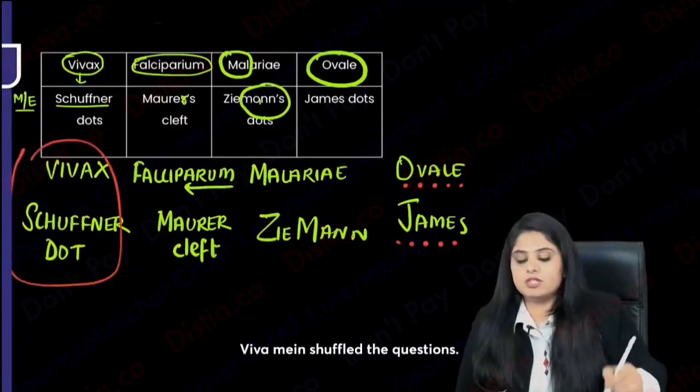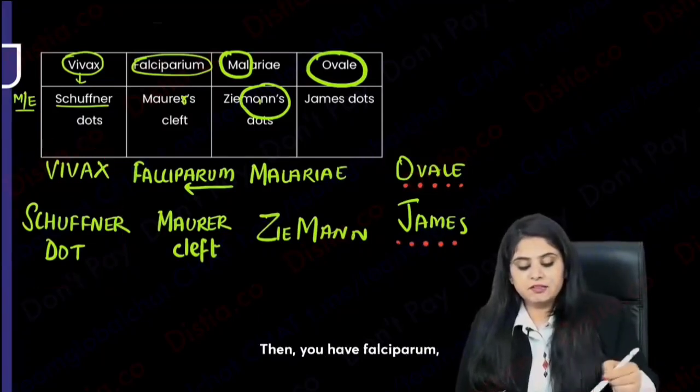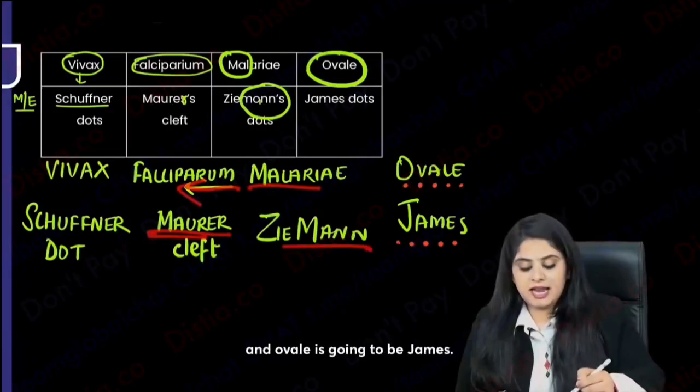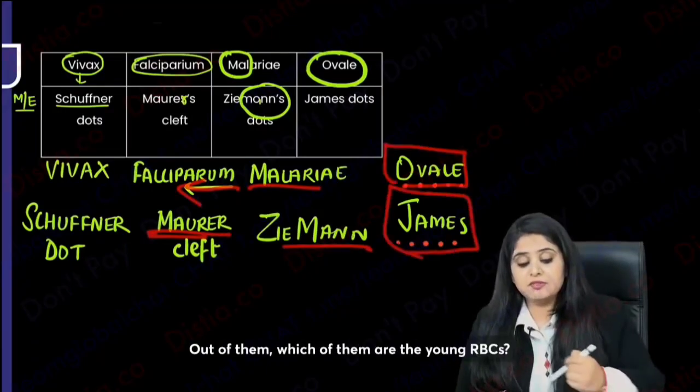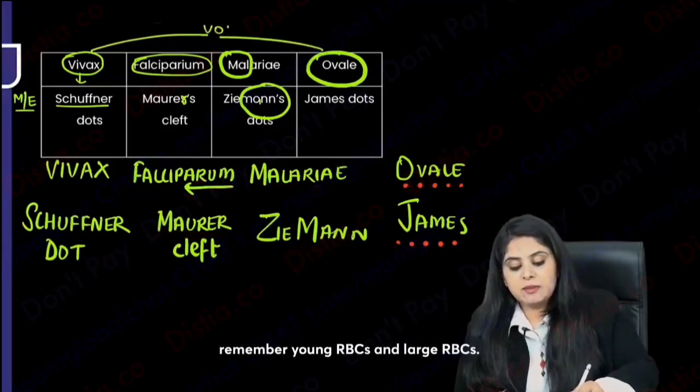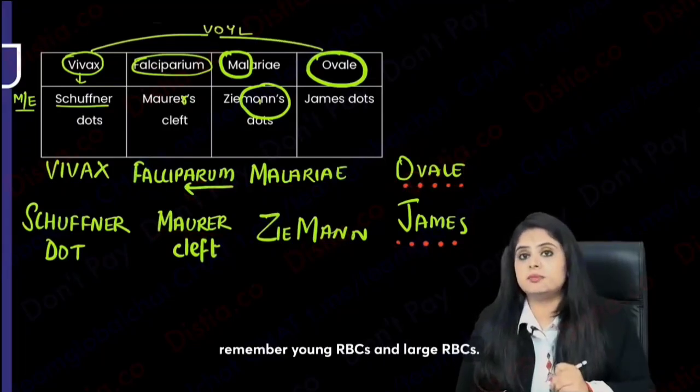In the viva, they shuffle the questions. Then you have falciparum, which gives Maurer's clefts, malariae, Ziemann's dots, and ovale is going to be James dots. Out of them, which of them are the young RBCs? So vivax and ovale, remember young RBCs and large RBCs.